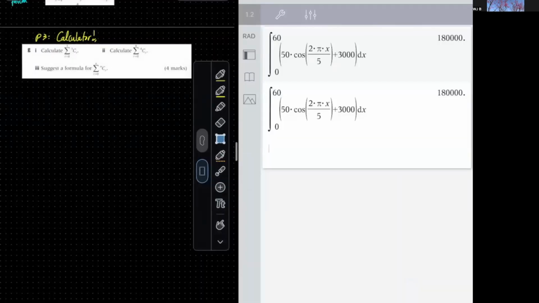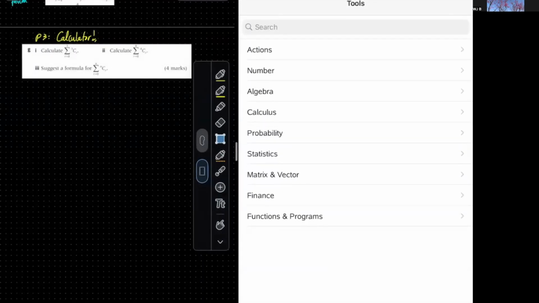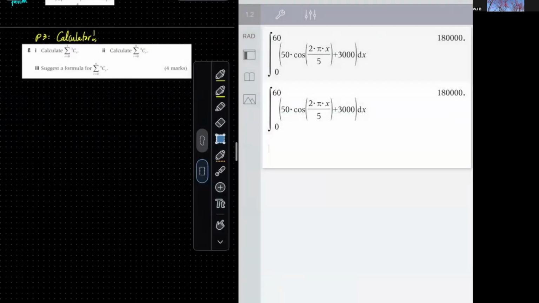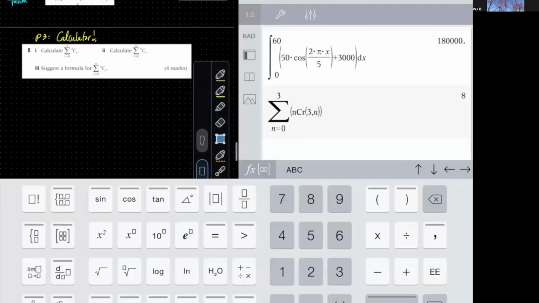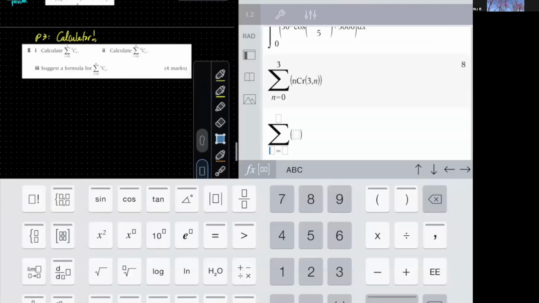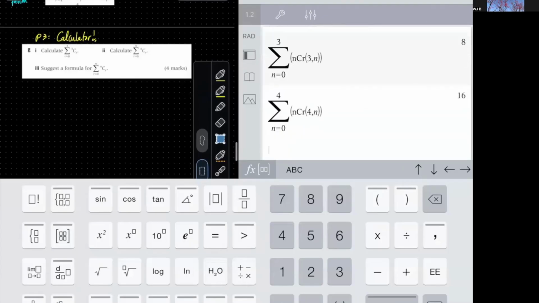So what I would do is press menu, and then we are going to do the summation, and I'm going to go for n equal to 0 to 3. For the combination, you can literally type nCr and then 3 comma n, right? If you do that, I found that value. And maybe I can do the summation for n equal to 0 to 4 of nCr, and then 4 comma n, right? So if I do that, I get 16, right?